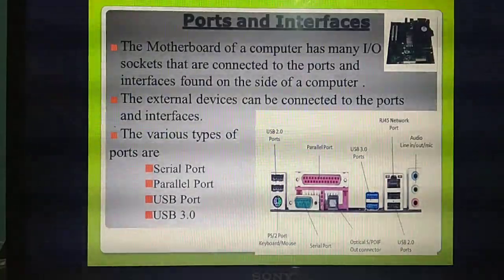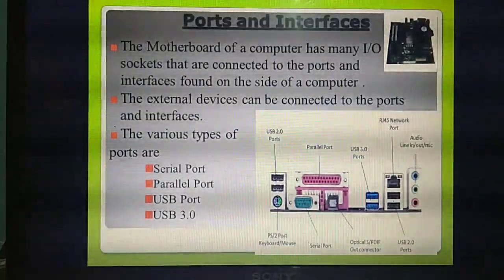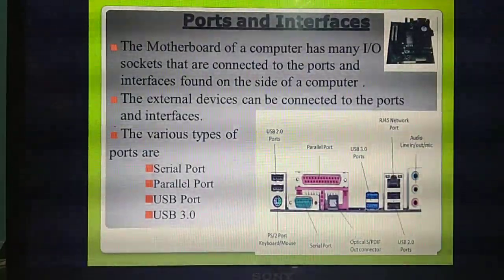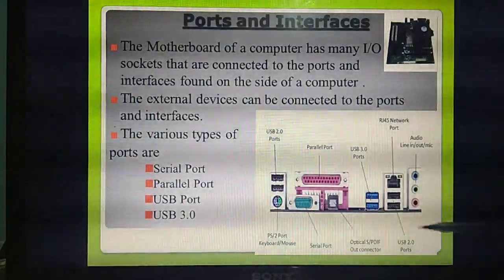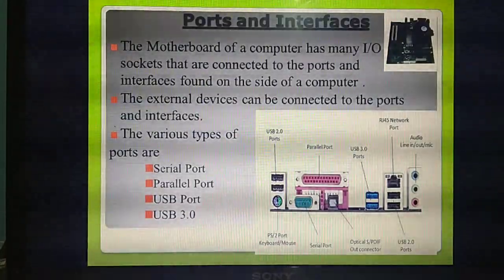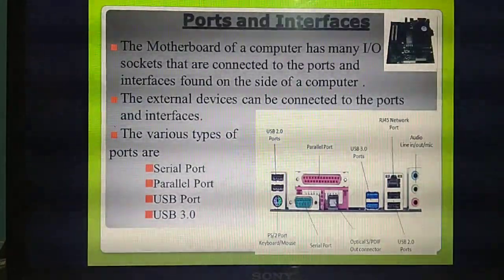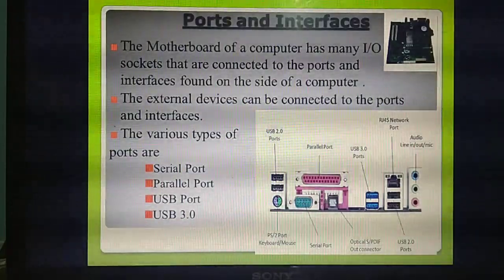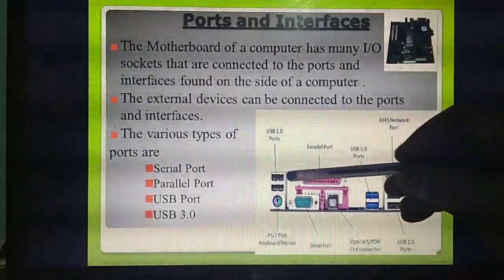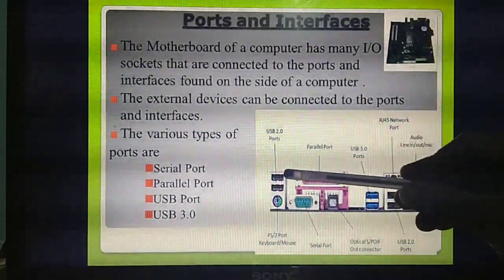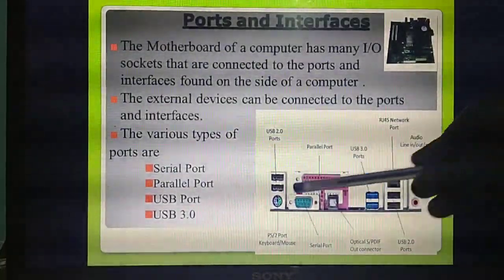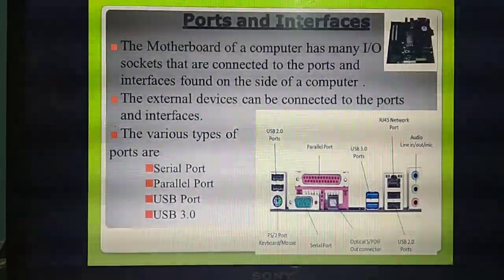So the next thing is the USB port. In this diagram, they have given two: the USB 2.0 port and the USB 3.0 port. Here the USB 2.0 port is there. What's the use of this port? In this port, you can connect cameras, scanners, mobile phones, hard disks, printers, etc. You can connect pen drives, camera pins, and data cables in which port? The USB 2.0 port.